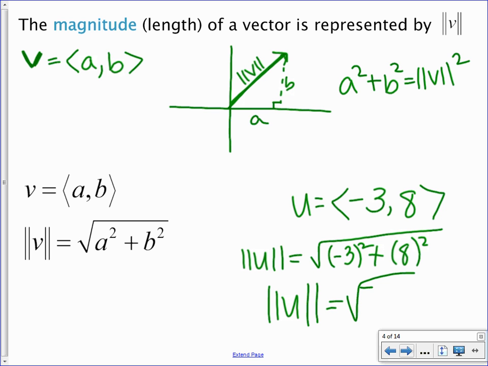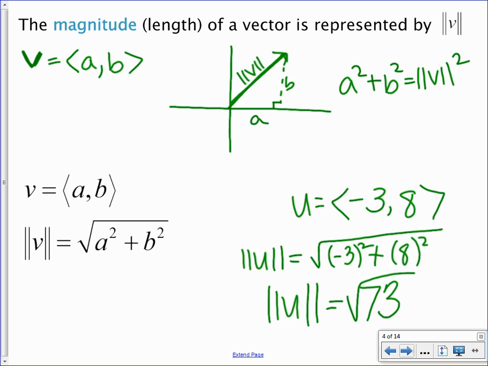Square root of 73, right? Because we have 9 plus 64. We do not say plus or minus because we're not square rooting both sides of the equation. So it's only going to be positive. And we're talking about length, so it's going to be positive anyway. So 9 plus 64, square root of 73.